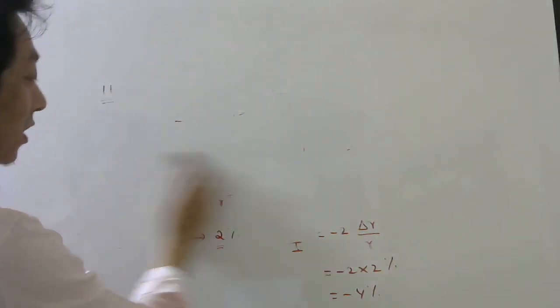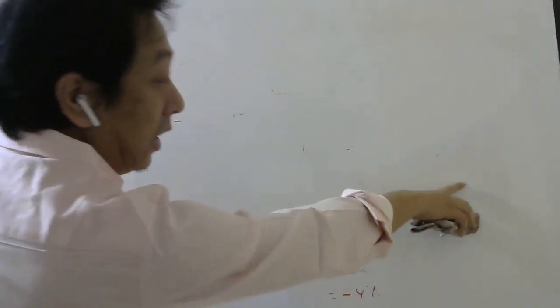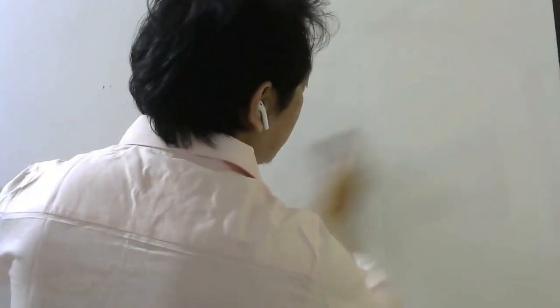So for small changes, we can directly use the error formula which was taught in the units and measurement chapter. But only for small changes. For large changes, we have to do it the actual way.